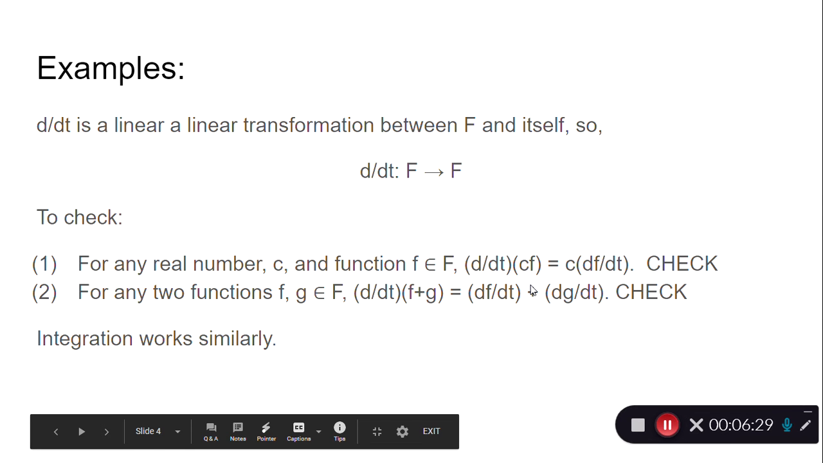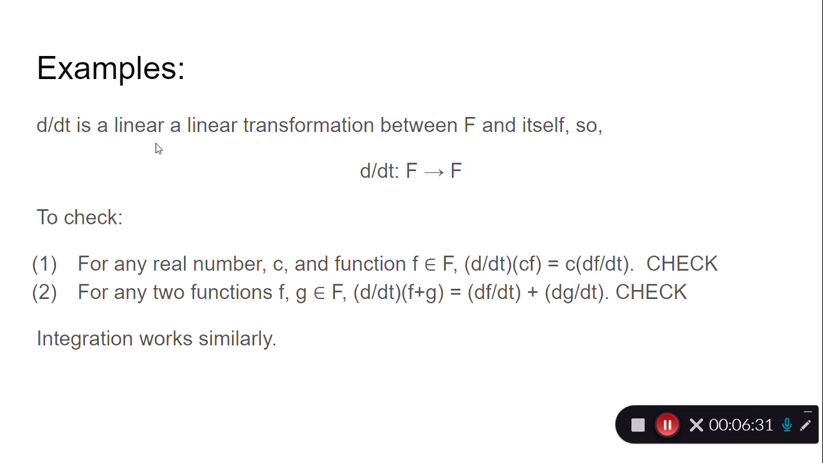Let's do an example. So I said earlier that d/dt was a linear transformation. Oops, typo here. Between F, the book uses F consistently to be the space of smooth functions. Smooth meaning you can differentiate it an infinite number of times, which is most of the functions that we deal with: sines, cosines, logs, exponentials, etc. So here's the notation, right? d/dt is a function mapping F to F. Take a smooth function, differentiate it, get another smooth function.